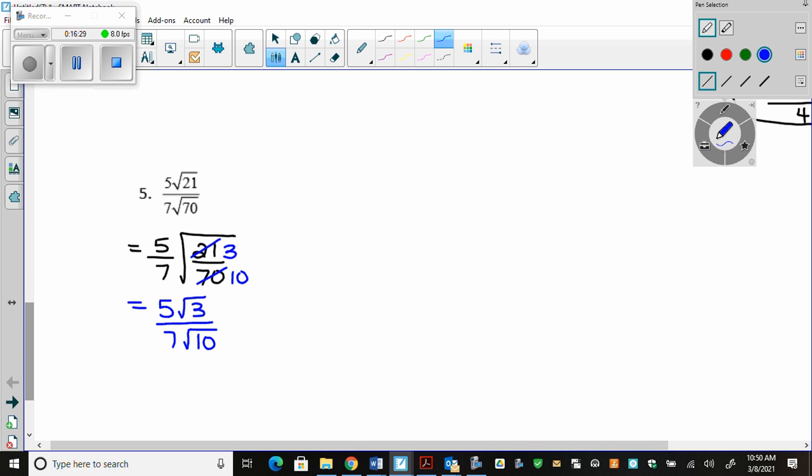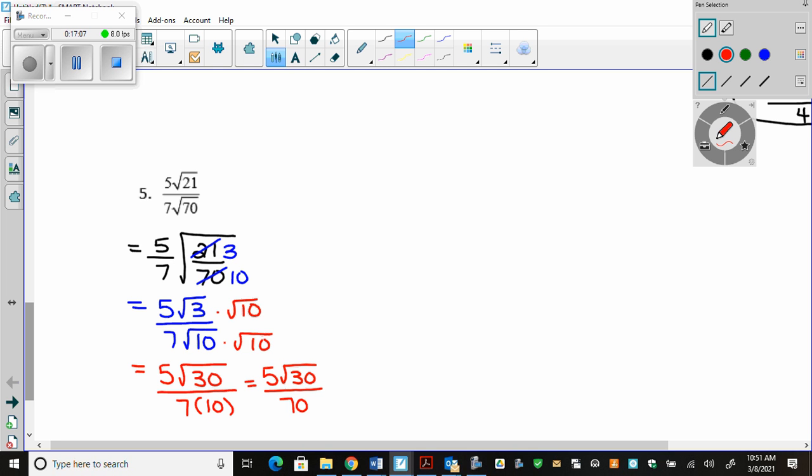You can only do this if you have a monomial over a monomial, though. Nothing with plus signs. If there's plus signs in the top or plus signs in the bottom, you can't do this. Okay? Which this one doesn't have. Then I can multiply by root 10. If you didn't go this way, no big deal. I'm just showing you another way. And you would get 5 root 30 over 7 times 10. So it would be 5 root 30 over 70.